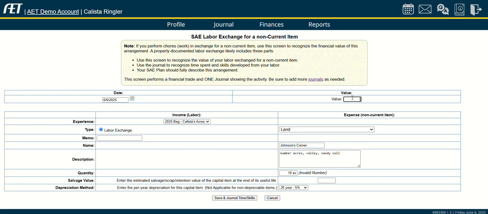Okay. In my area, we're looking at about $5,000 an acre. So $50,000 is what we're looking at in value. I'm assuming it'll be worth at least that in 20 years. And then my options are to either save and journal time skills or cancel. The reason for the save and journal time skills is because of this box up here. We are saying that we're getting a labor exchange, but we also need to journal those hours worked to make this labor exchange happen. It wasn't just that we checked a box and now Dad's letting us use land. It's how many hours did you work for Dad so you could use this land. So we're going to save and journal time skills.